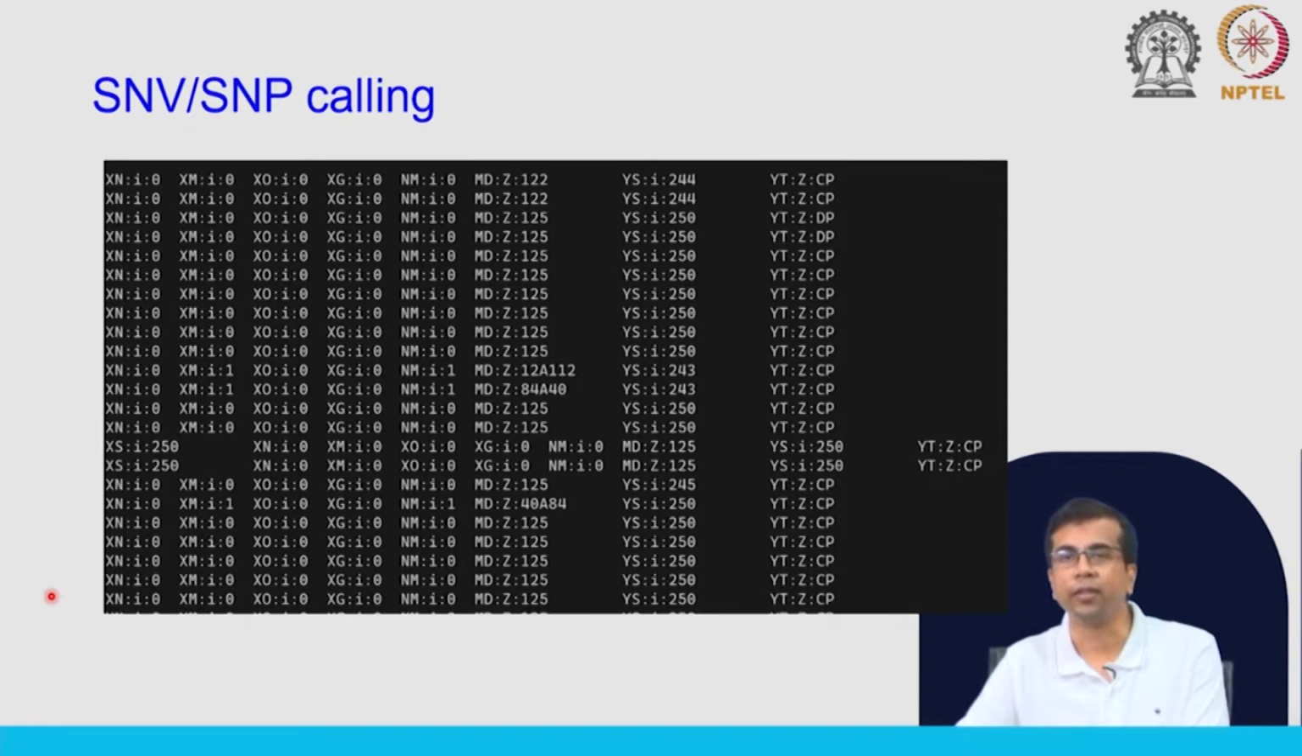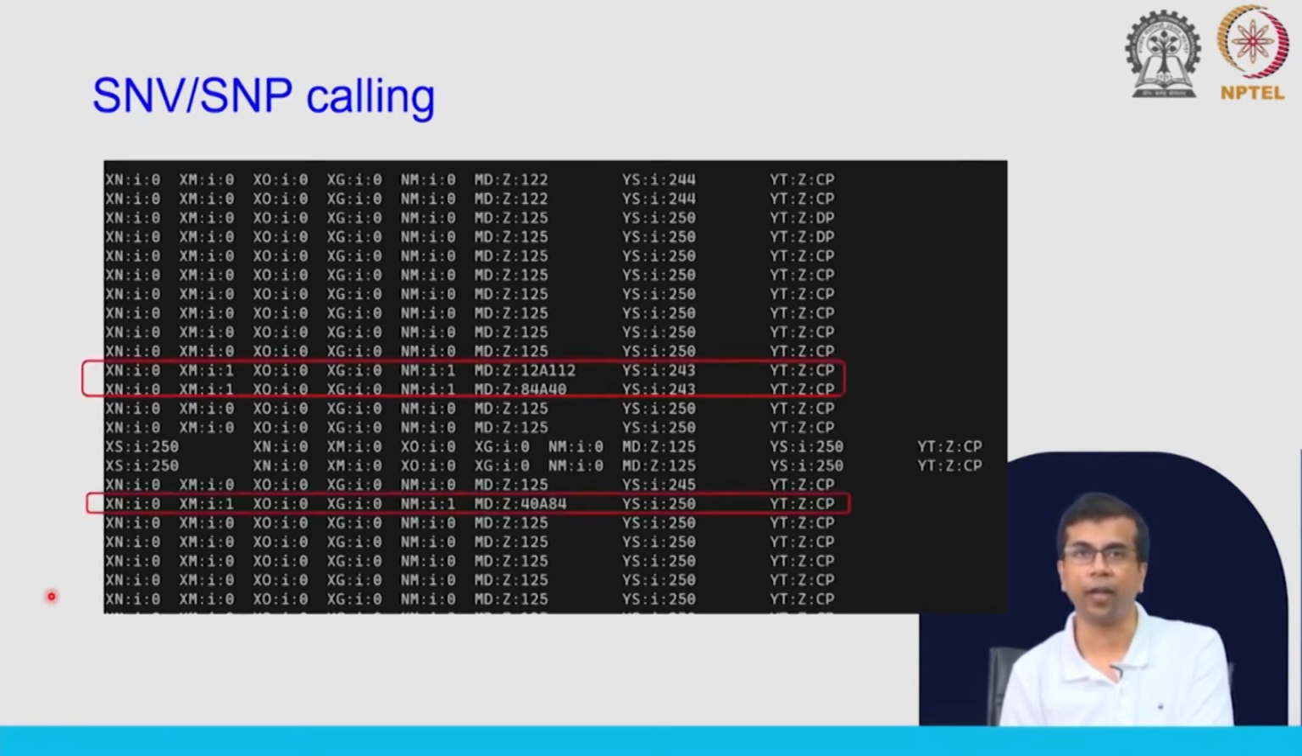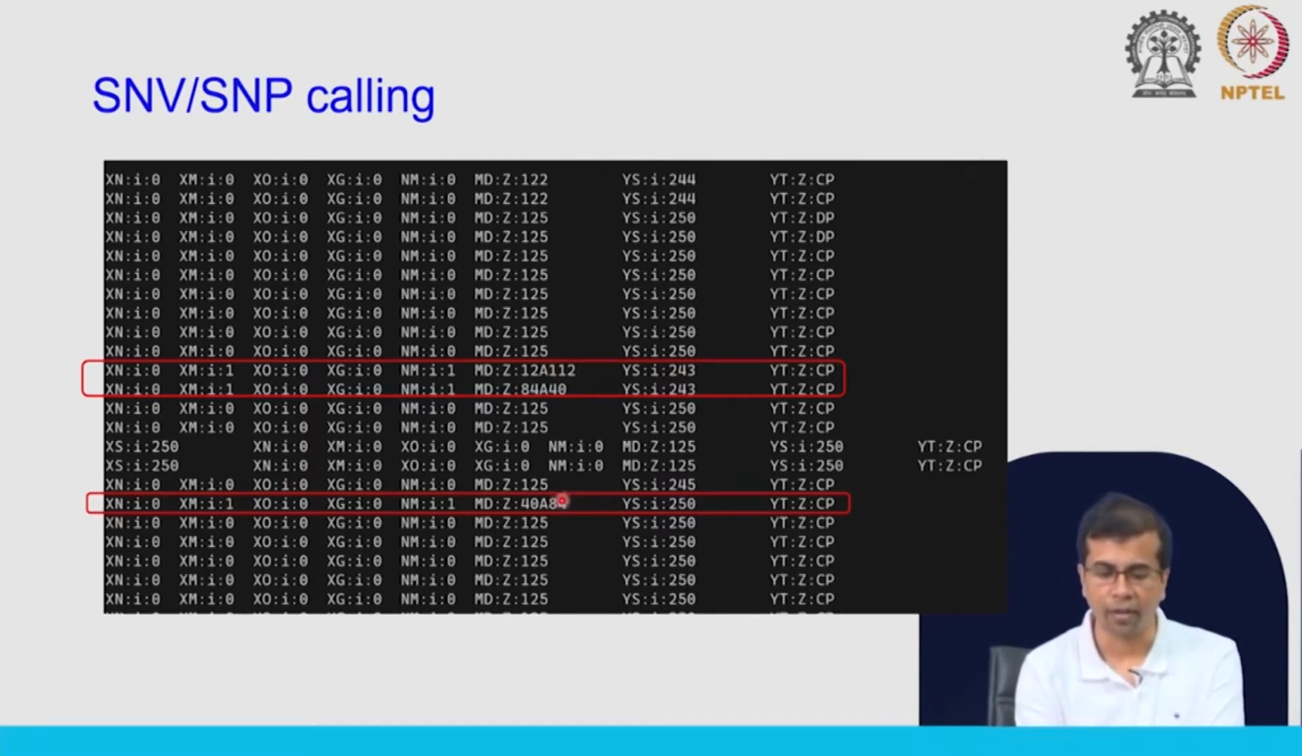We will start with this image of the SAM file. This is something we generated when we were doing the mapping, and we discussed what these fields mean, hopefully you remember. One of the parts that is very important is this MDZ part. MDZ gives you the mismatches that are present in the read compared to the reference sequence. I have highlighted 3 reads for which you see these mismatches. You have this MDZ 12A something here, and you also have this other MDZ 40A84. So, you can see these mismatches.